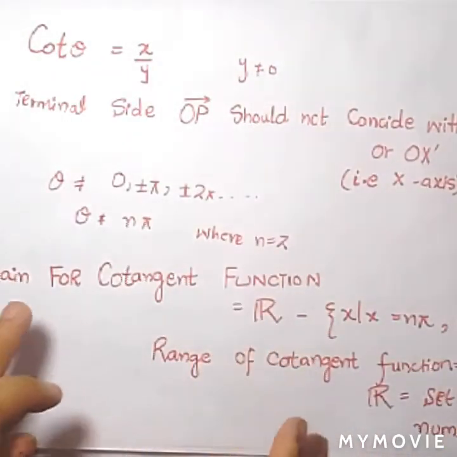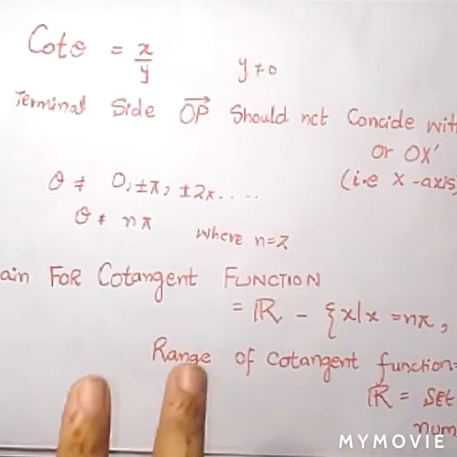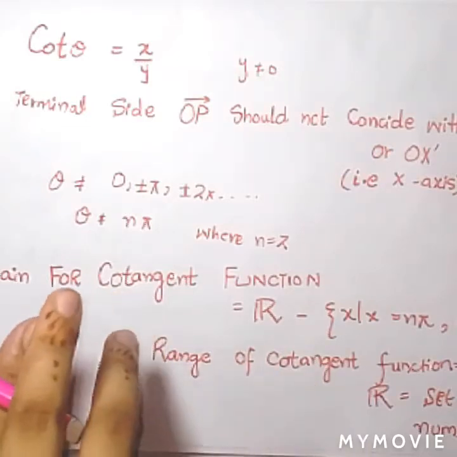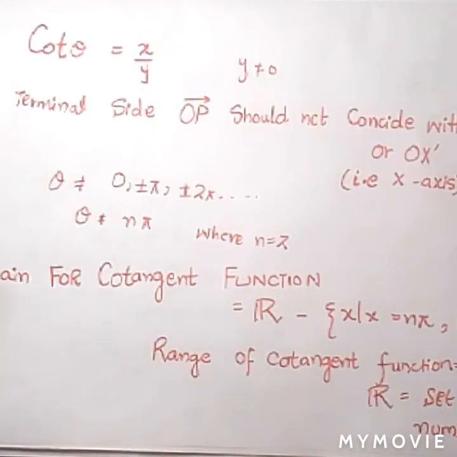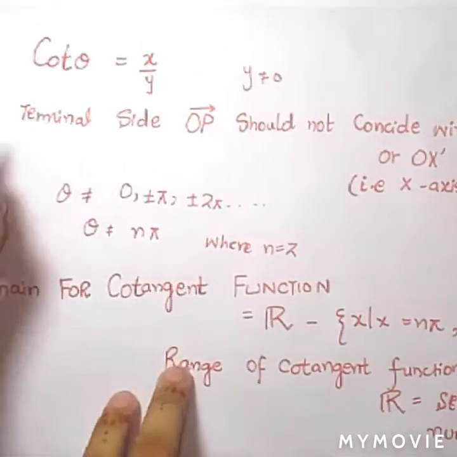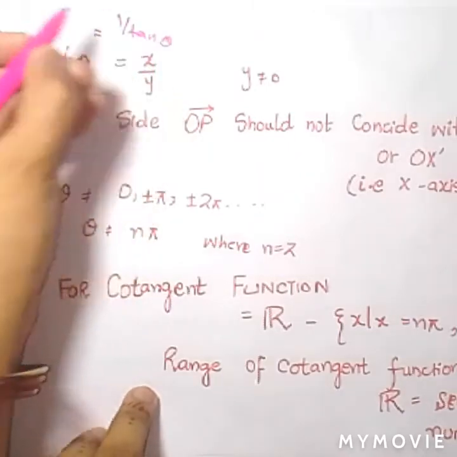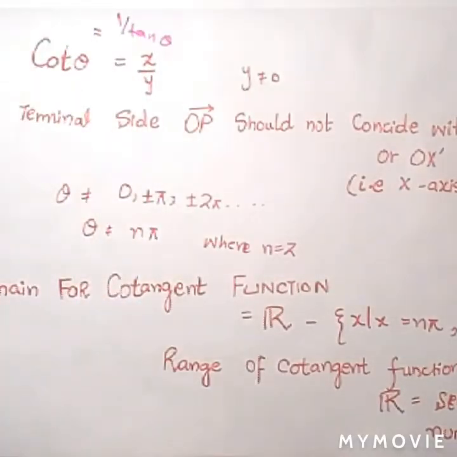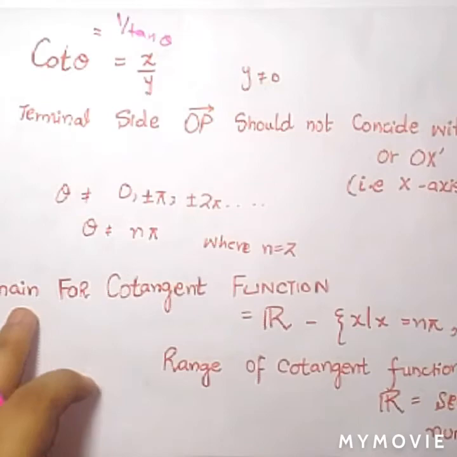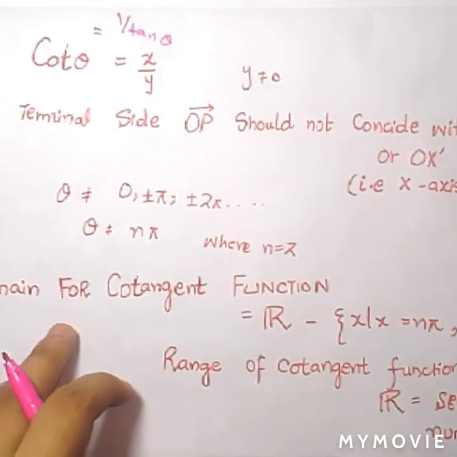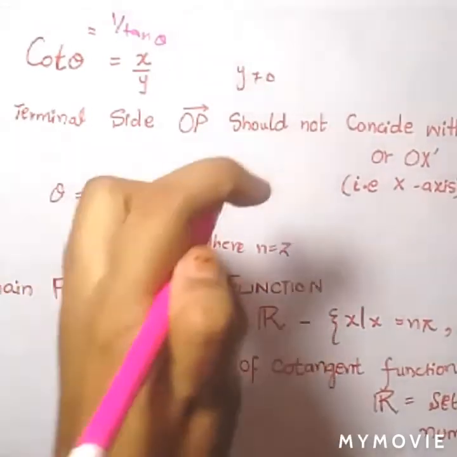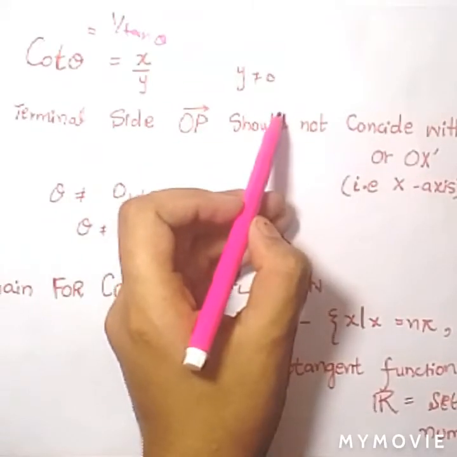Similarly for cot theta. Tan theta and cot theta are of the same family; they are reciprocals of each other. Cot theta is also equal to 1 over tan theta. You know that. If you don't know, then go to my channel and watch the trigonometric functions video. Cot theta is equal to x over y, where y is not equal to 0.